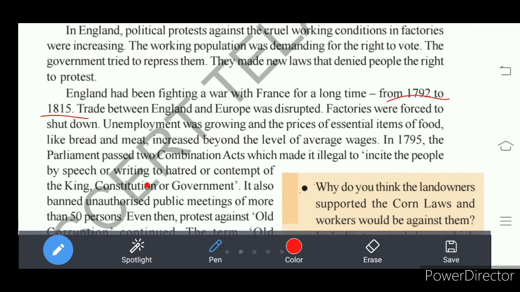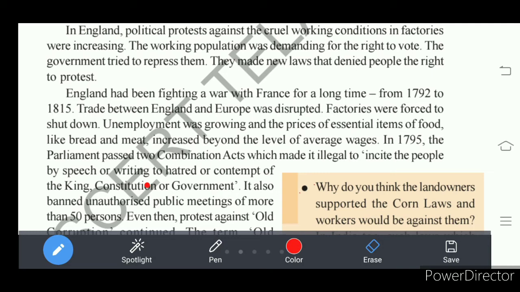England established its authority in several parts of the world. So whether it had to focus on trade or on the war with France. During the war time with France, the trade of England was disrupted. And at that time, factories were closed because England wanted to get success in the war with France. So many factories were shut down.